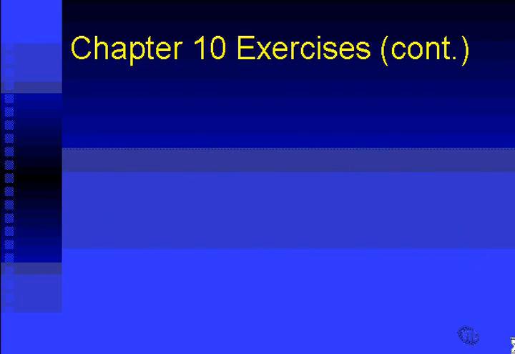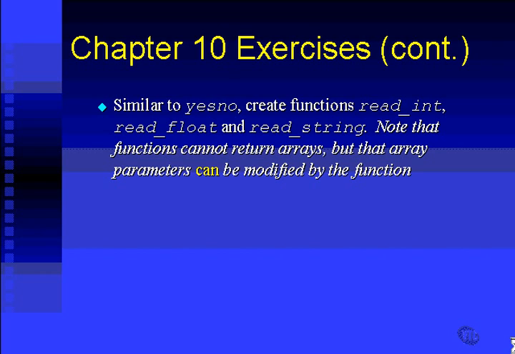Okay, moving on. Similar to yes/no, I'd like you to create 3 more functions: readInt, readFloat, and readString, that all do essentially exactly the same thing. They ask the user a question, and that question will be passed in to the function as a parameter, and then in the case of readInt and readFloat, the return value for that function will be the integer that got read in from the keyboard, from the user.